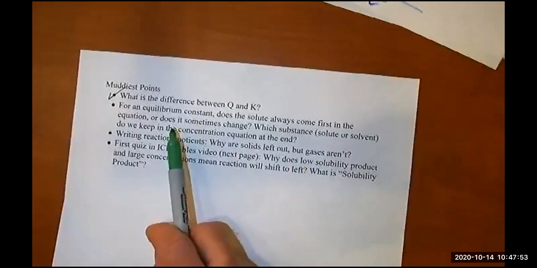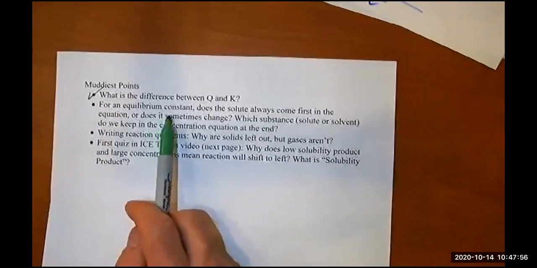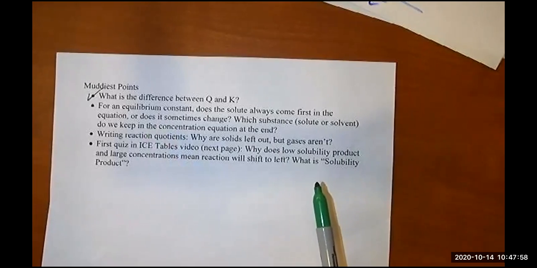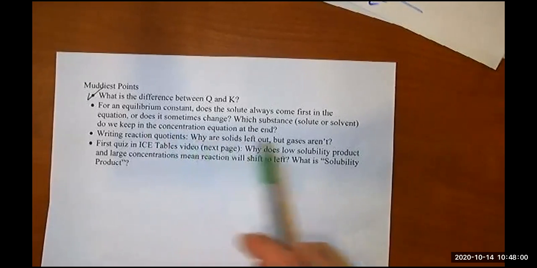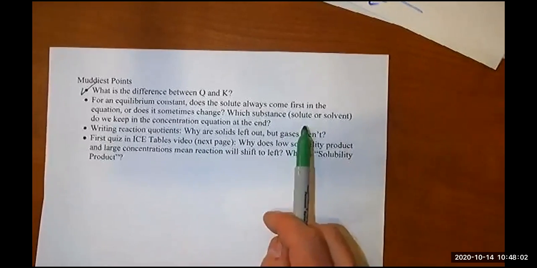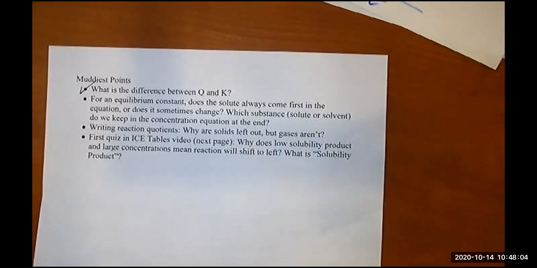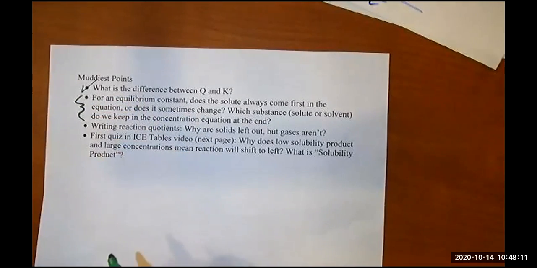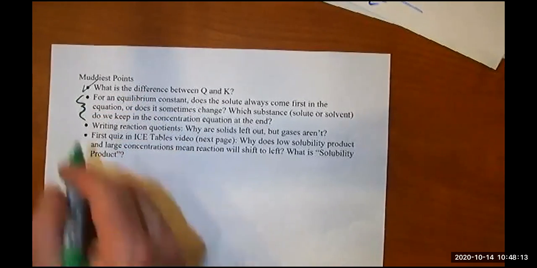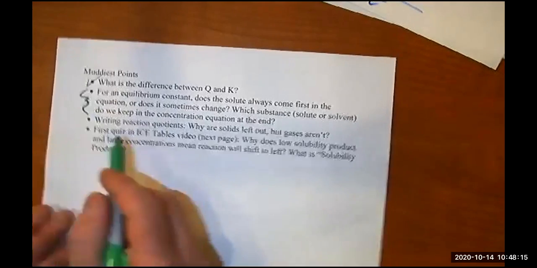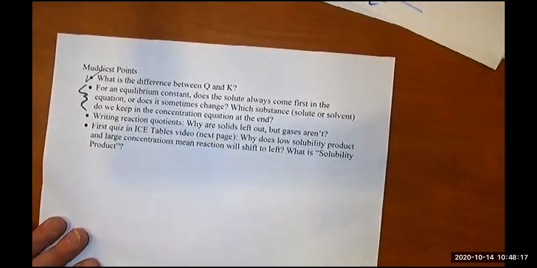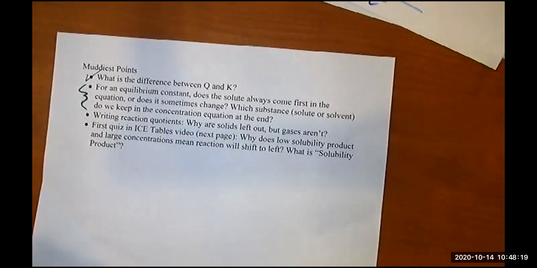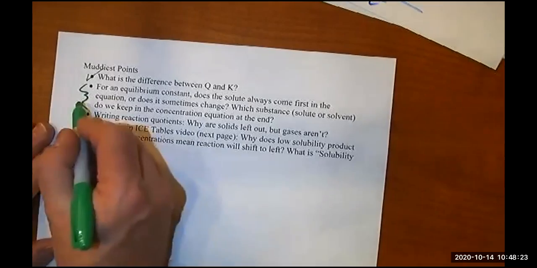So the next question we had was kind of specific. For an equilibrium constant, does the solute always come first in the equation, or does it sometimes change? Which substance, the solute or the solvent, do we keep in the concentration equation at the end? So this sounds to me like this is talking about a specific kind of equilibrium, which is the solubility equilibrium. So what we're going to talk about here is not about equilibria in general. It's about the specific equilibrium for solubility.